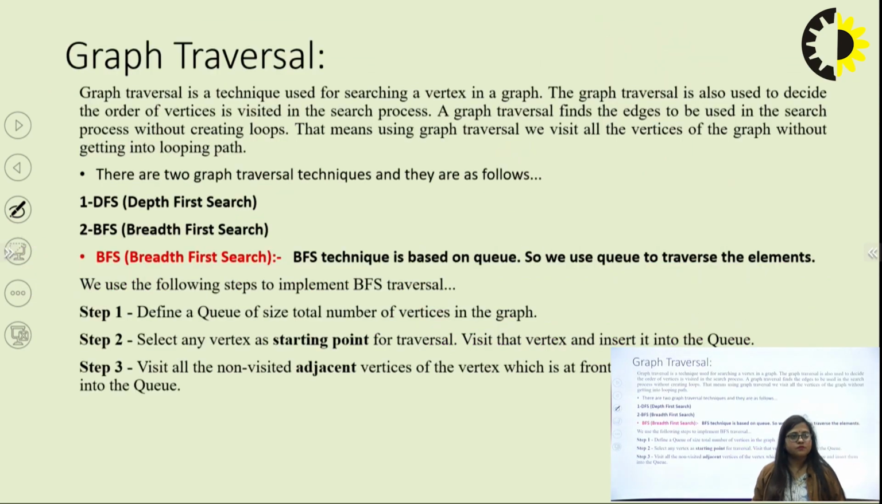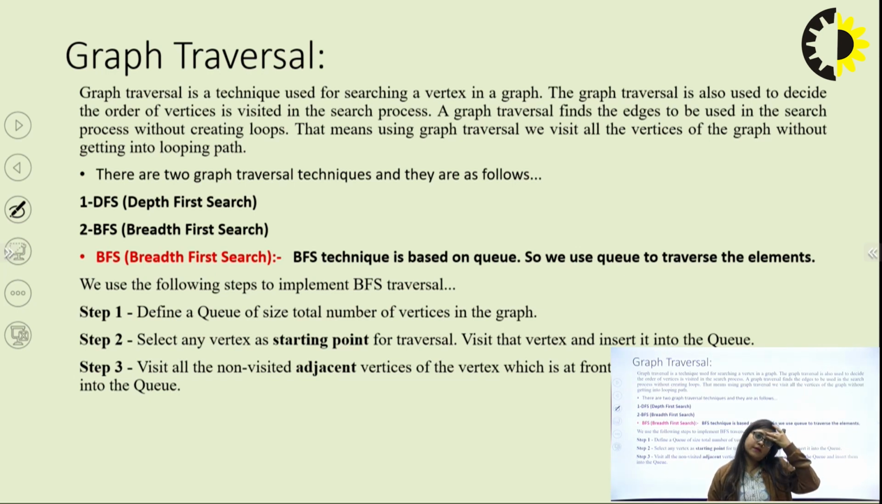Now, graph traversing. Graph traversing is a technique used for searching a vertex in a graph. Graph traversing is also used to decide the order of vertices in the searching process. Graph traversing finds the edges to be used in the search process without creating a loop.